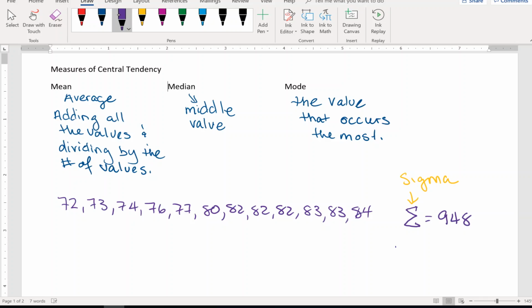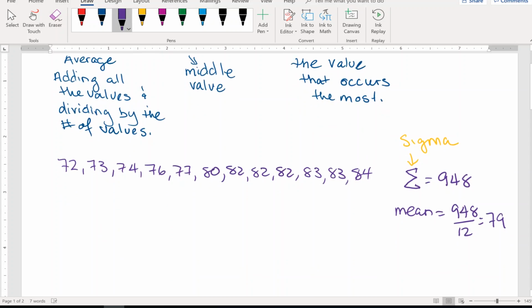And so the mean, or the average, would be 948 divided by 12. And that happens to be 79. So we can say that the mean is 79.